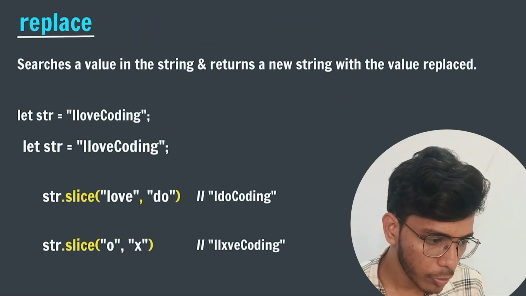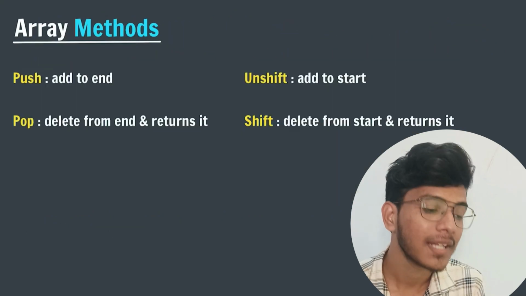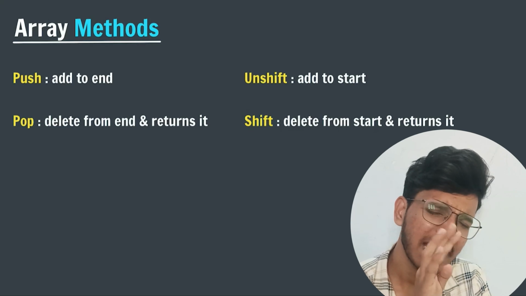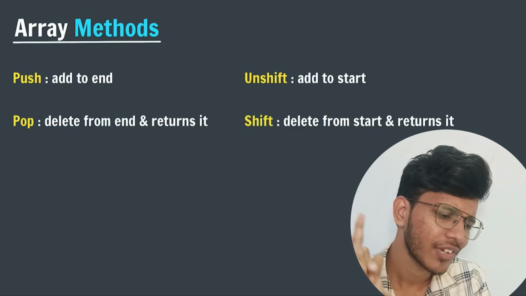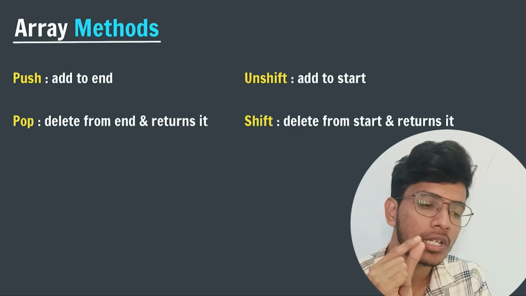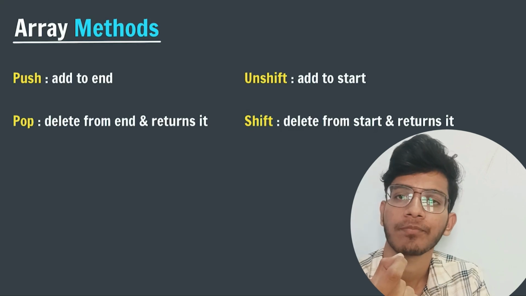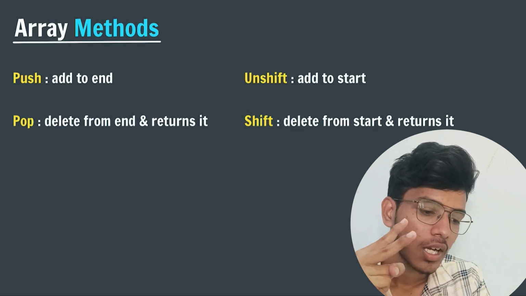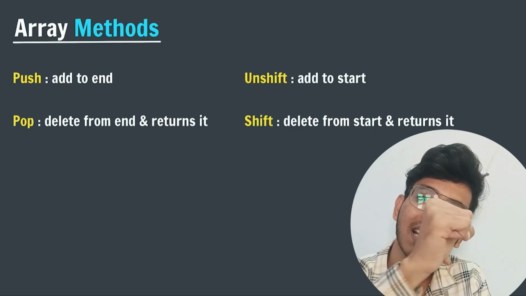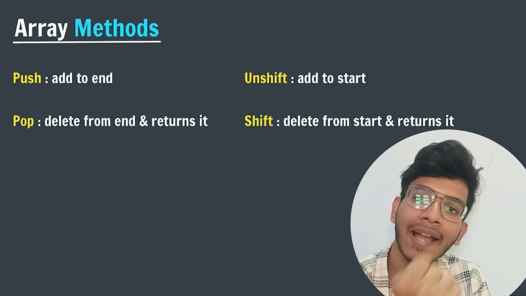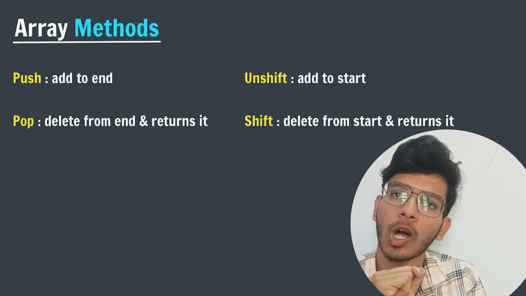Now the next concept we are having is methods. There are mainly 4 methods when it comes to arrays which we generally use. The first one is push. What push will do is that it will add a new element from the back of your array. The next method is pop. Pop is used to delete the last element in your array and it will return it. In the console, it will give you the output of that particular last element.